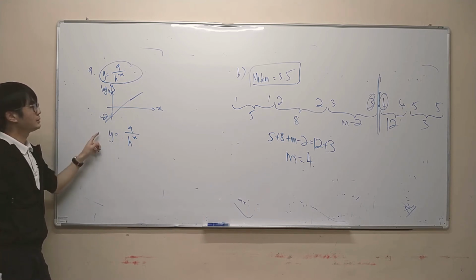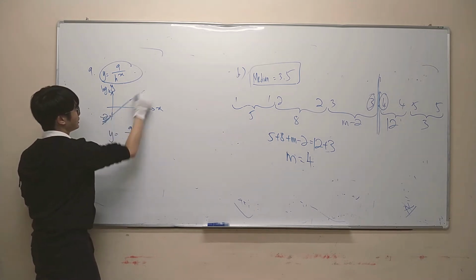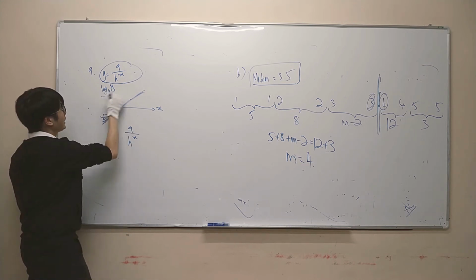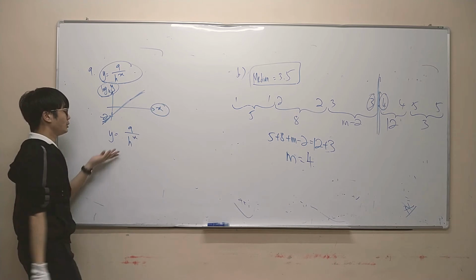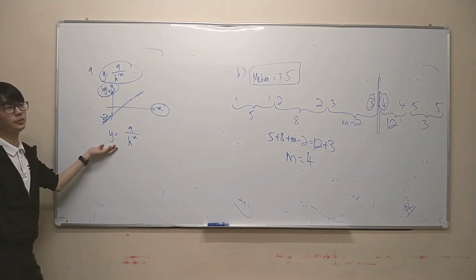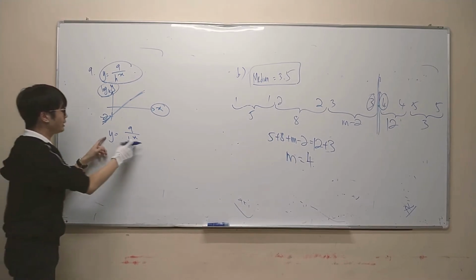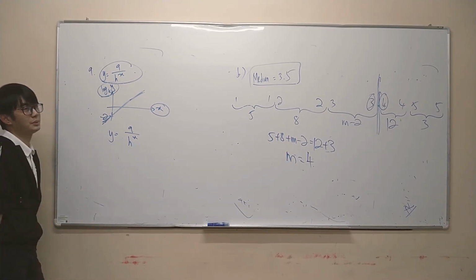How do I know? Because this is a straight line, so it should be y equals mx plus c. And the y-axis should be this, the x-axis should be this. What is this? This is definitely not linear form, because it's not in the form of y equals mx plus c. So how to make it into the form y equals mx plus c?